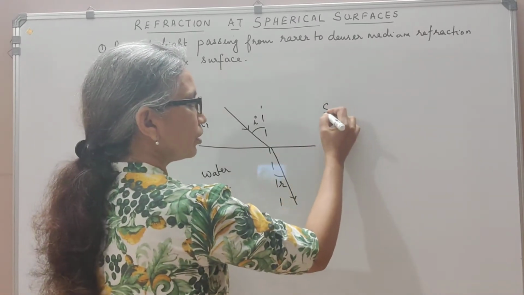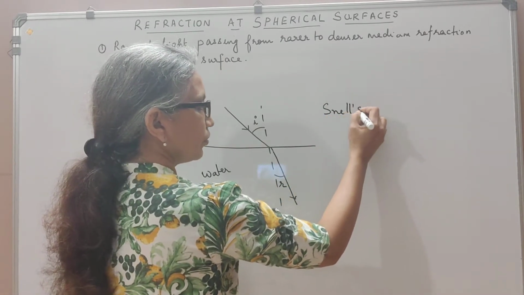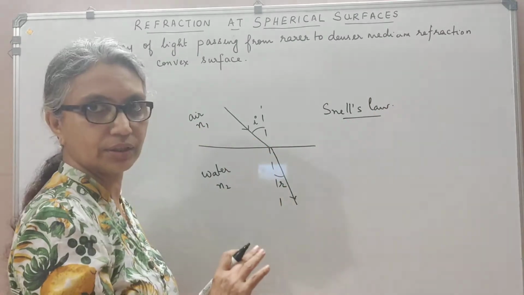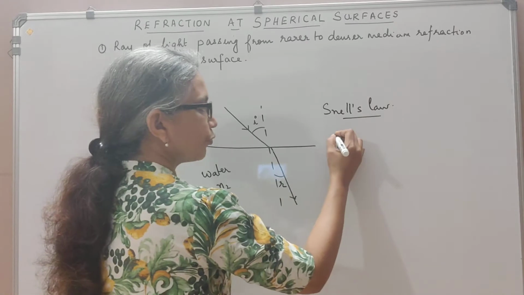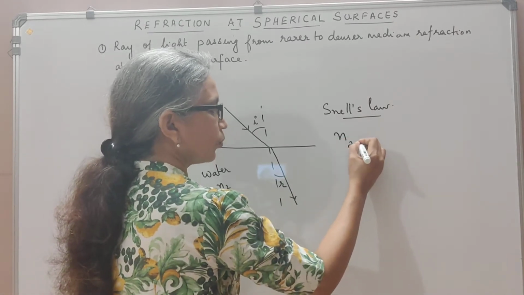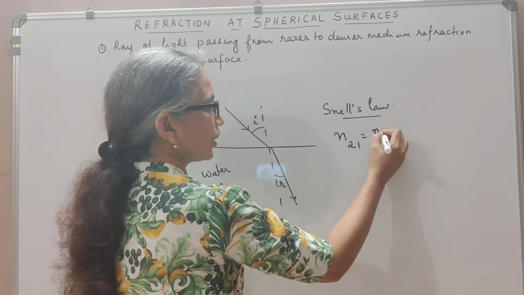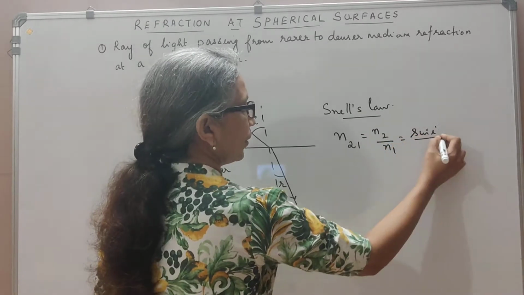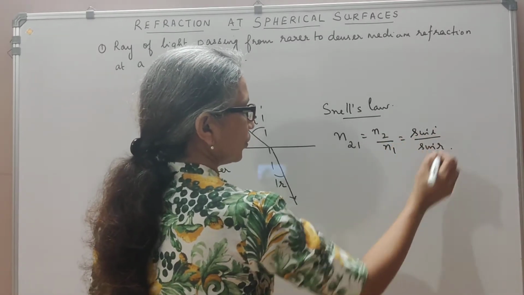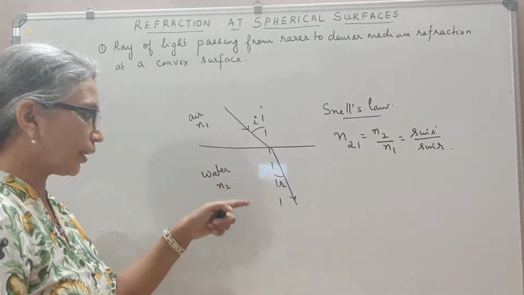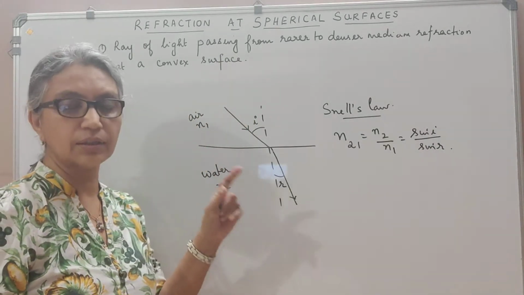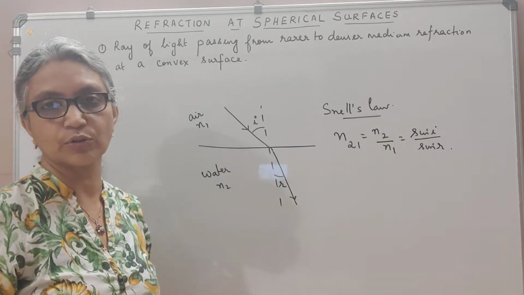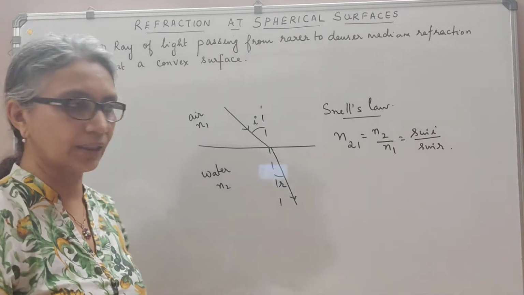So Snell's law only deals with, we don't care about the denser or rarer or anything like that. It simply says the refractive index of the second medium with respect to the first, which is N2 by N1, is equal to sin i by sin r, the ratio. So please note, second medium, whether rarer or denser, Snell's law simply says refractive index of second medium with respect to first equals sin i by sin r.